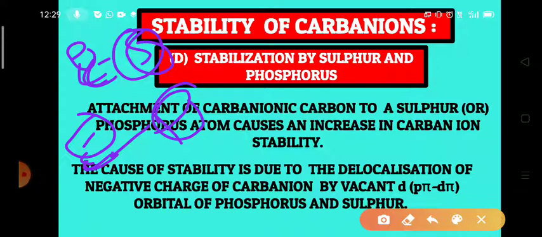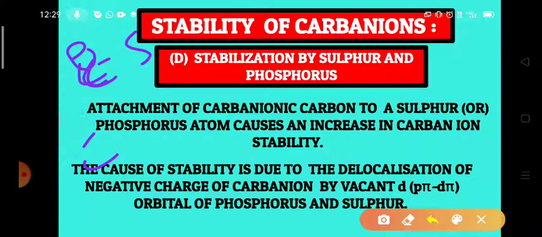The cause of stability is due to the delocalization of negative charge of carbon ion by vacant d orbitals. Yes, we know very well that phosphorus belongs to the fifth group and it lies below the nitrogen, and sulfur belongs to the sixth group and it lies below the oxygen. And we know very well that the atomic number of phosphorus is 15.